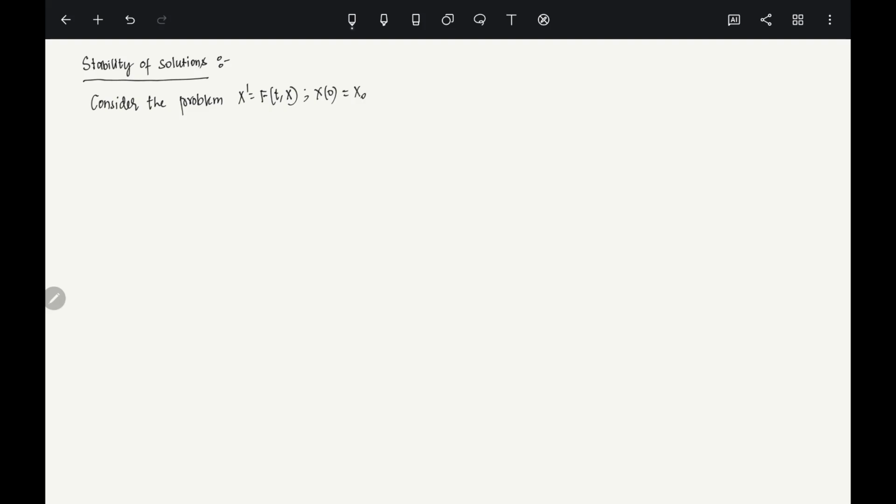Is it okay? I mean, I am writing 0. You can substitute it by t naught. But anyways, let me just do it, otherwise you may get confused. So t naught, some point t naught. T naught can be 0 also. No problem. Okay. So we are looking at this equation.